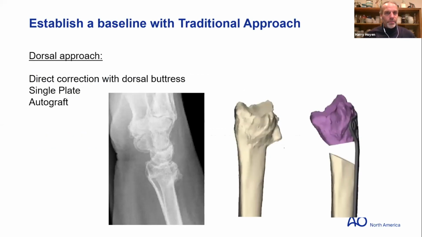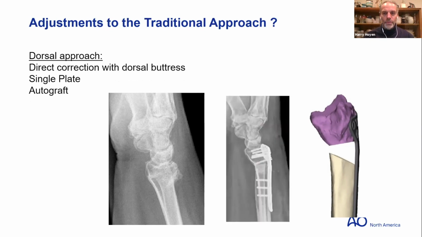And let's establish the baseline. I guess I'm the youngest, or Chuck and I are about the same age. The traditional approach is dorsal approach, because we didn't have angular stable fixation, a single plate, and autograft, because the standard dorsally and radially displaced fracture needed correction, and a direct approach with a single plate was the technique, and then autograft was considered the gold standard. And what we have now is what adjustments can we use to this traditional approach.